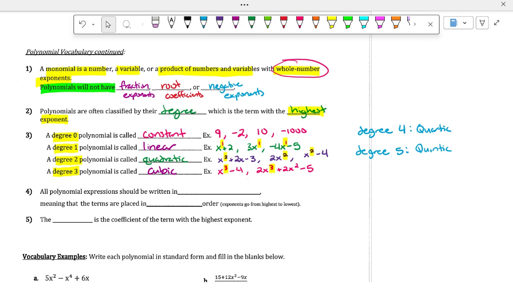All right, any questions on how we classify based off of the degree? Say it one more time.